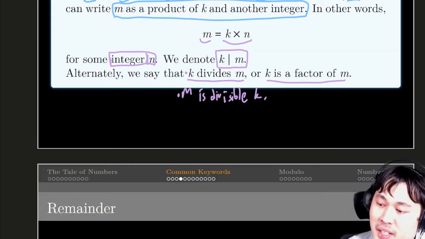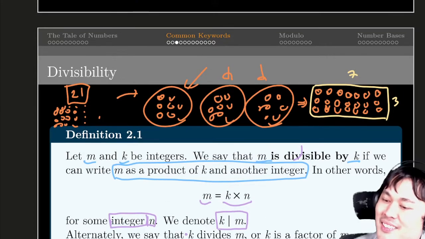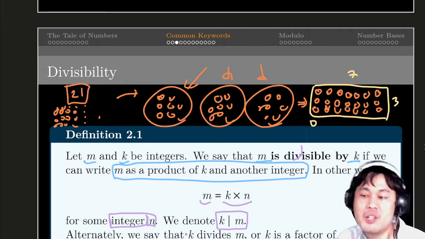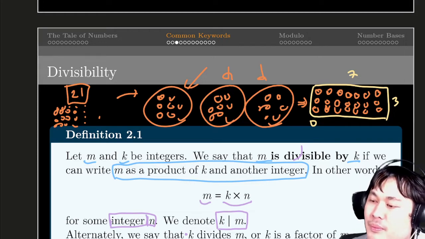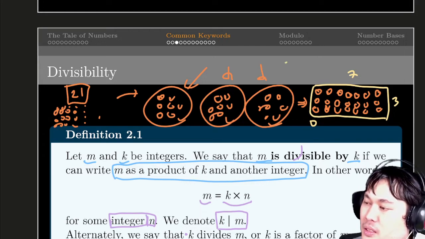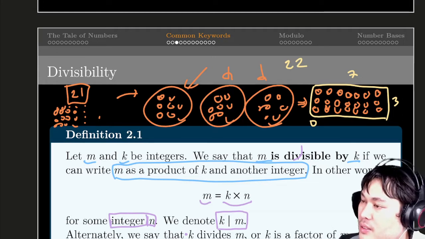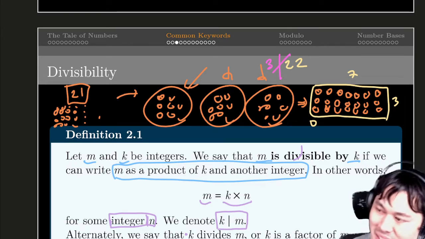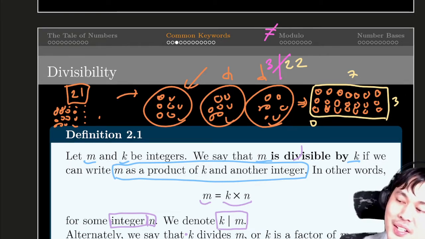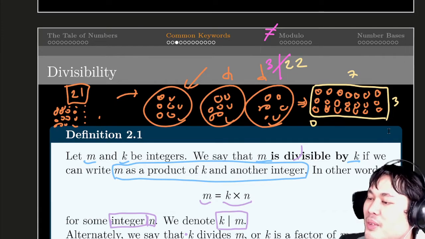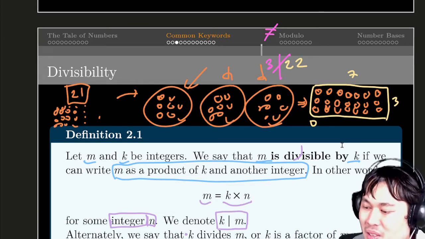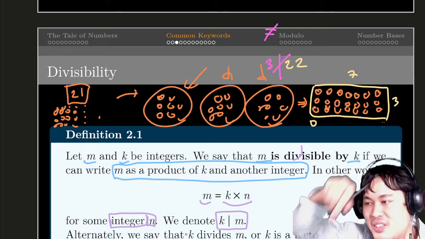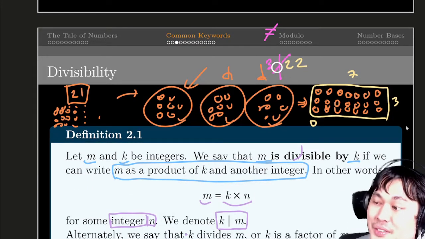And the next question you may ask is, what if you can't? Let's say you have an extra ball. There are 22 balls now. That means you cannot divide them. You cannot divide 22 by 3 or 7. A shorthand notation would be 3 divide, but then you cross it out, just like you cross the equal sign to say it's not equal. You cross out the divide symbol to indicate that 3 doesn't divide 22.